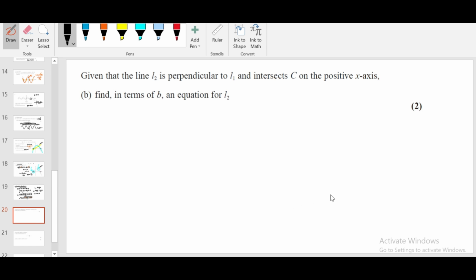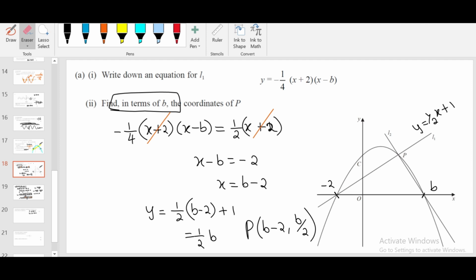Now L2 is perpendicular to L1. We know the equation of L1 already: y is equal to half x plus 1. So definitely the equation of L2, since it's perpendicular, the slope will be the negative reciprocal, so y equals minus 2x plus c. We need to find the value of the y-intercept of this line, so we need a point that lies on this line. When you look at the figure, this straight line L2 passes through P and this point, which is b comma 0. We can use that point.